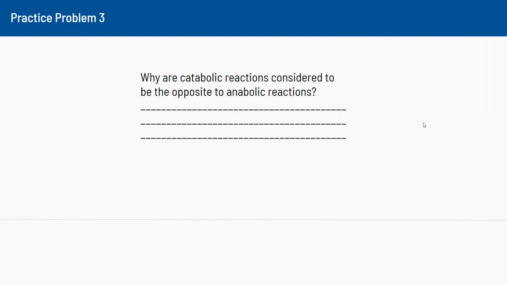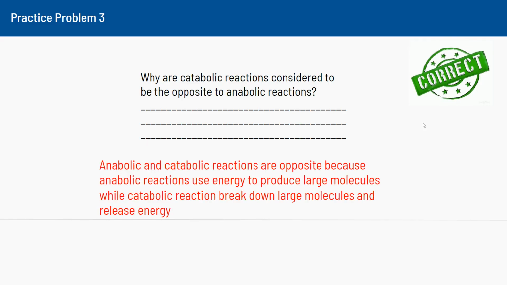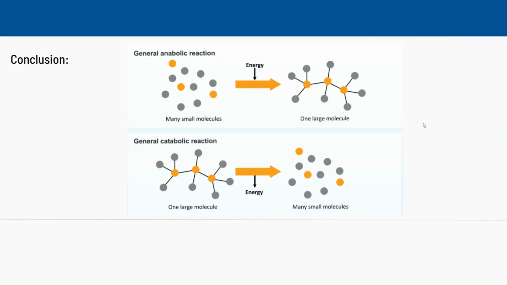Why are catabolic reactions considered to be the opposite to anabolic reactions? So looking here, both of those reactions are opposite because anabolic reactions use energy to produce large molecules, while catabolic reactions break down large molecules and release energy. So to conclude, anabolic reactions use small molecules as the reactant, with the help of energy, to produce that complex molecule. And catabolic reactions are the opposite.